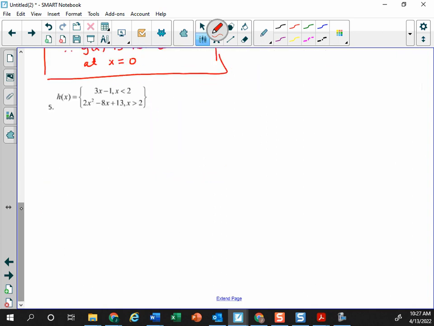All right. Number 5. Again, I didn't ask you where this one was continuous. Is h of x continuous at x equals 0? You guys try this one. See if you can get through your bullet points and determine whether or not it's continuous. Give me a minute.